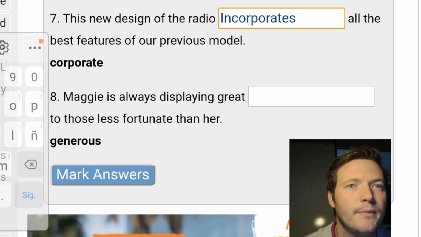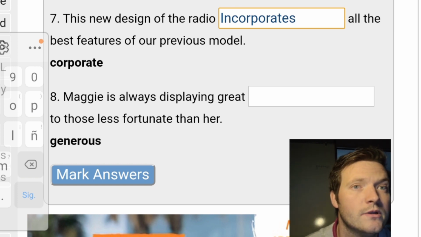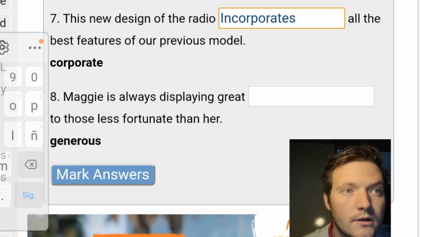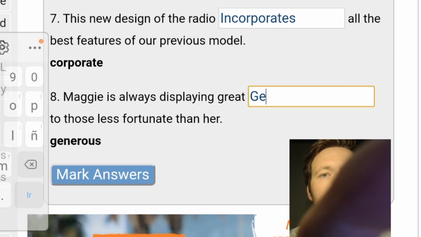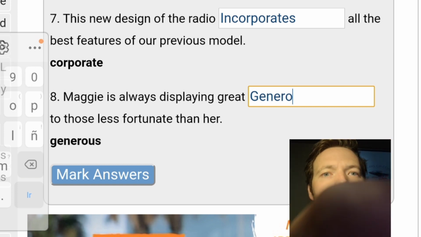Number 8. Maggie is always displaying great generous to those less fortunate than her. Well, she is always showing great generosity. I believe generosity.